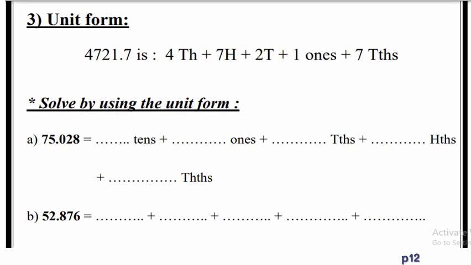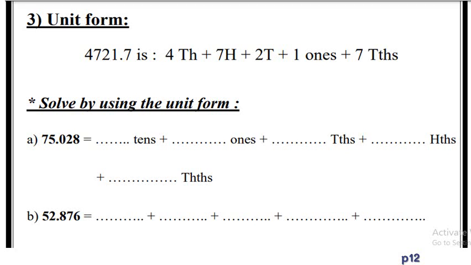And now let's write in units form, the third way. Here I have 4,721.7, dots, so we are going to write each digit with its place. I have here 1 under the ones, 2 under the tens, 7 under the 100, 4 under the 1,000, and in the decimal place we have the 7 under the tenths. So let's write each digit with its place: 4,000 plus 700 plus 2 tens plus 1 ones plus 7 tenths.